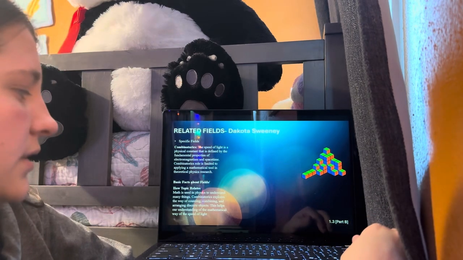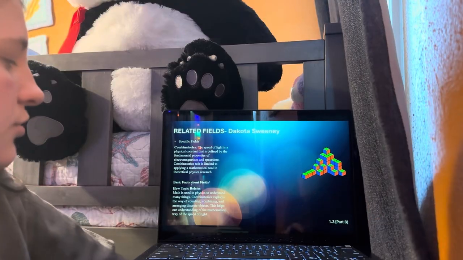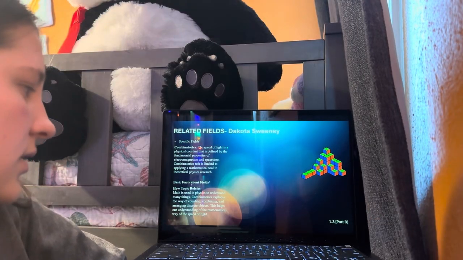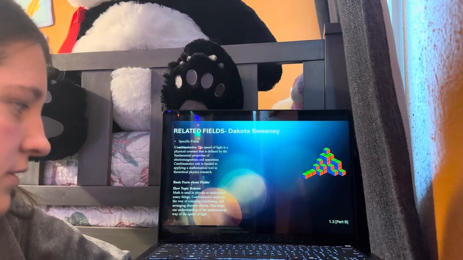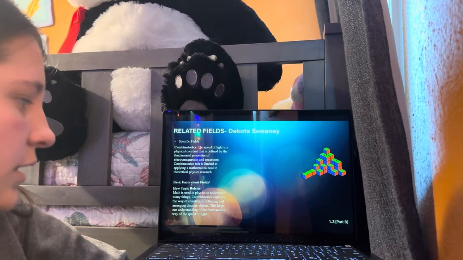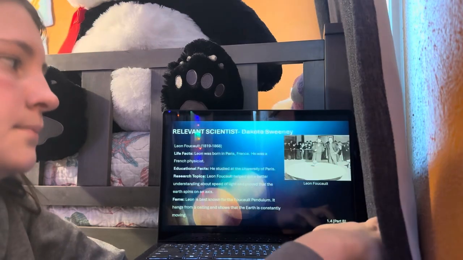And then for basic fact, or how the topic relates, math is used in physics to understand many things. It explores the way of counting, combining, and arranging discrete objects. This helps our understanding of the mathematical way of the speed of light.